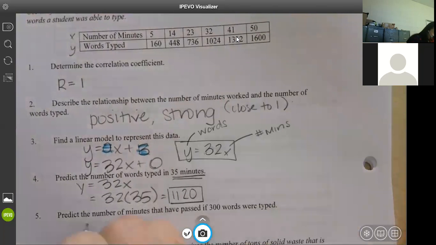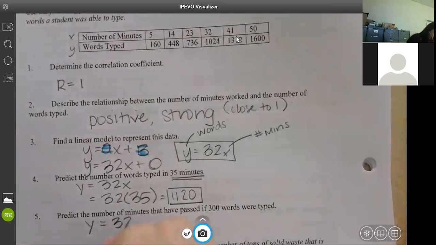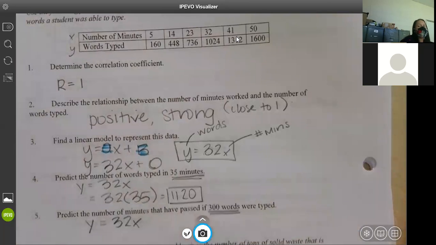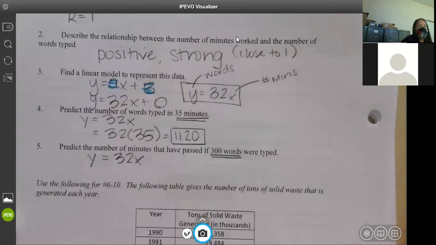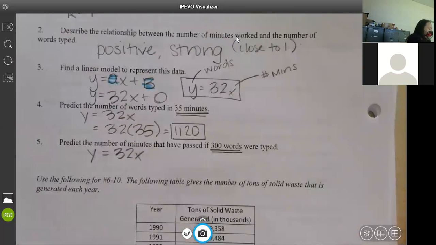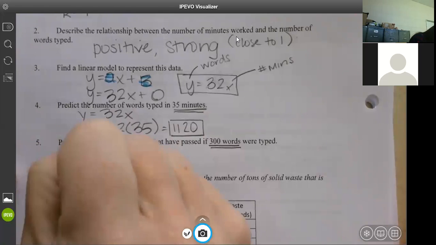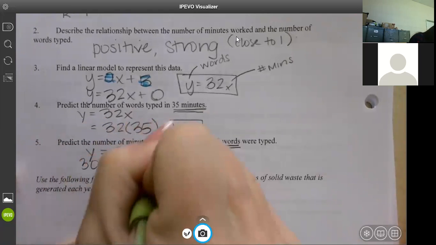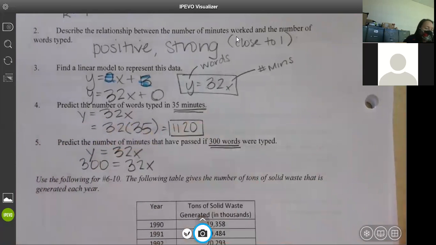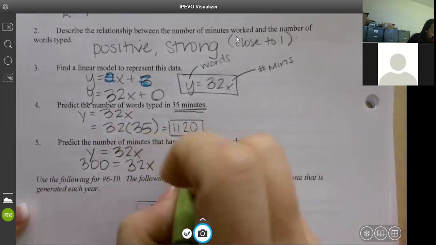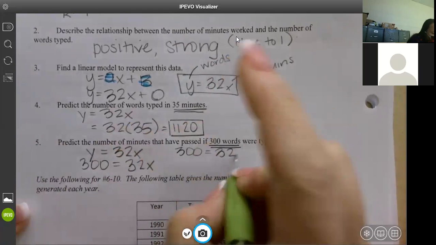You're going to do the same equation again, but this time it says 300 words. Where do we put the words at? X or Y? Y. So we're going to have 300 equals 32X. I'm going to rewrite it over here. Just rewriting it, I didn't do anything.